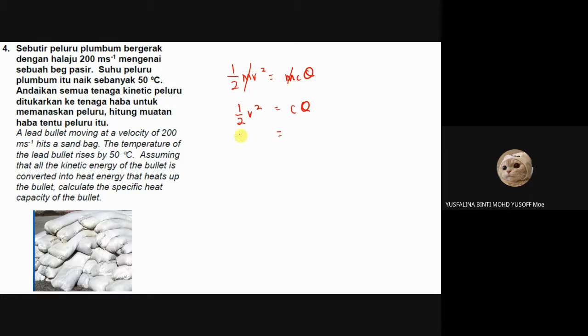Okay, so I just substitute the value. v is 200 meter per second, right? 200 meter per second squared here. c you need to find, theta is 50. Okay, so what is the value of c?